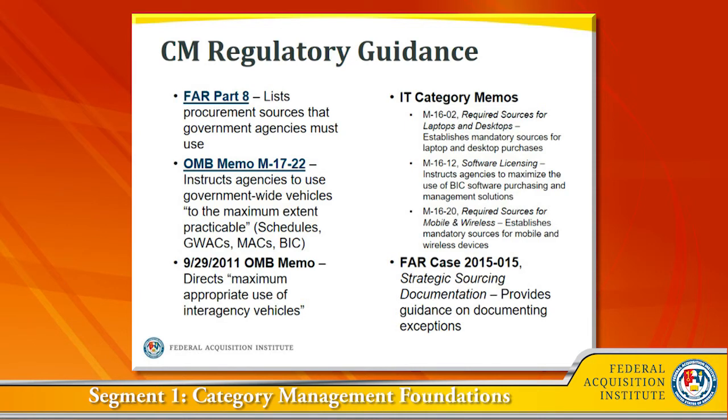For now, FAR Part 8, which lists procurement sources that government agencies must use, is still in effect, and most of you have supplemental agency-specific sourcing rules as well. As we talked about in the Spend Under Management illustration, OMB Memo M-17-22 came out in April 2017, and it expressly instructs agencies to use existing vehicles to the maximum extent practicable instead of creating new contracts. It lists schedules, GWACs, MACs, and vehicles designated best in class as examples of existing vehicles available to government agencies.